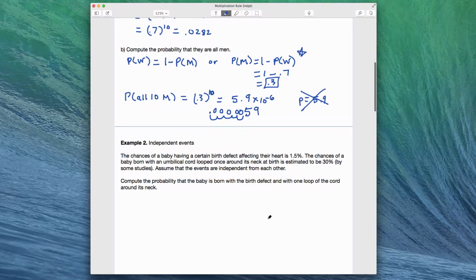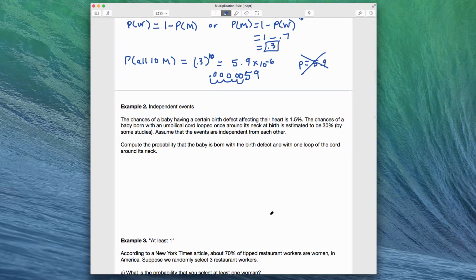Our next example, we have 2 independent events, so events that aren't going to affect each other. The chances that a baby has a certain birth defect affecting their heart is 1.5%. The chances of a baby born with an umbilical cord looped once around its neck at birth is estimated to be about 30%. Different studies give different numbers, but we'll just run with 30%. And let's assume that the events are independent of one another. Compute the probability that the baby is born with the birth defect and with 1 loop of the cord around its neck. So there's that and word.